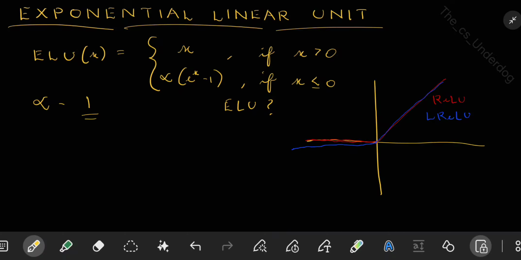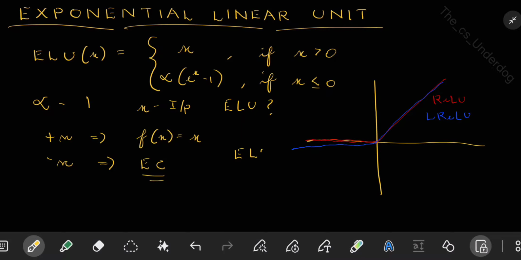Next, x, you already know, is your input value, and you have alpha, which is your hyperparameter. What happens for positive inputs? Whenever you have a positive input, you use f of x equal to x, which means it is a very linear scenario, and it is the same for the whole ReLU family. What happens with negative inputs? Whenever you have a negative input, this time you have an exponential curve. This part is the difference between the other ReLU functions and ELU, or exponential linear unit.